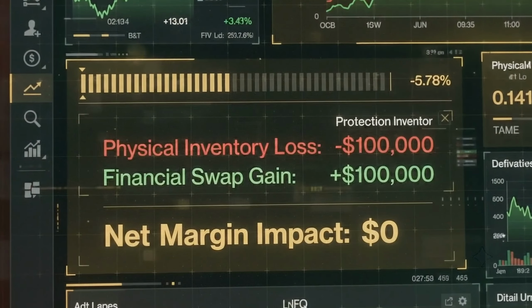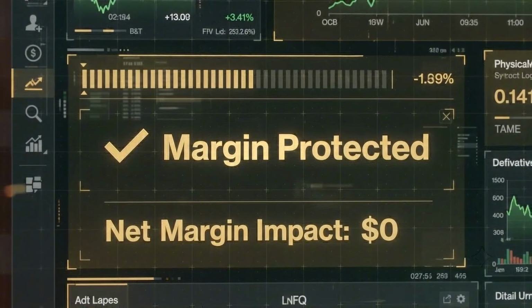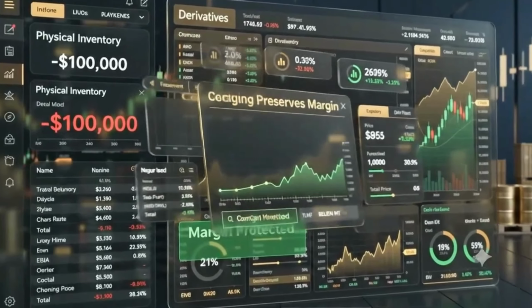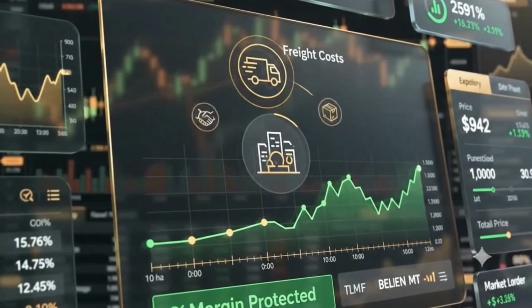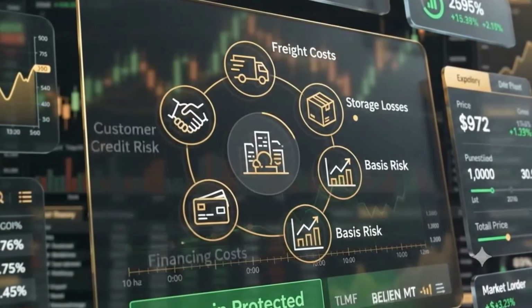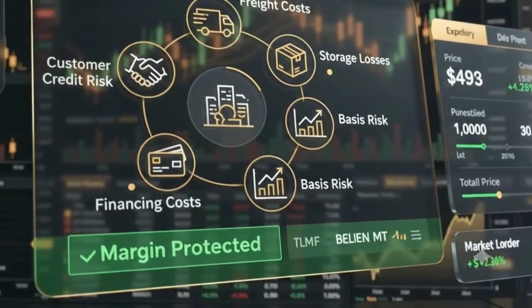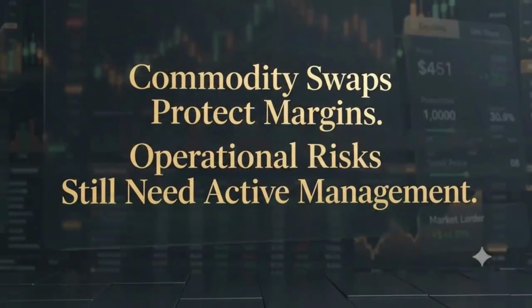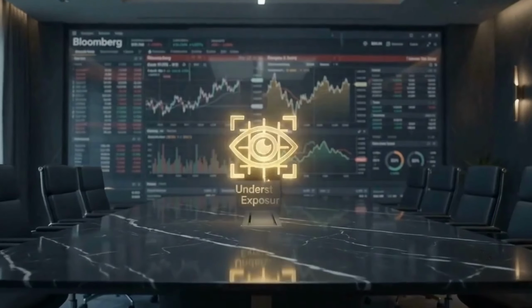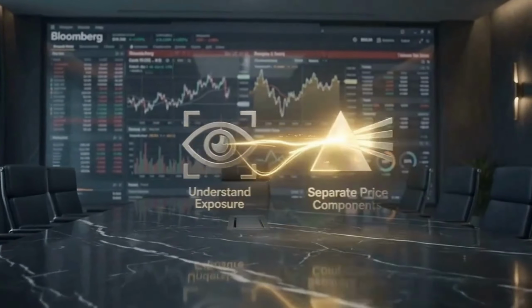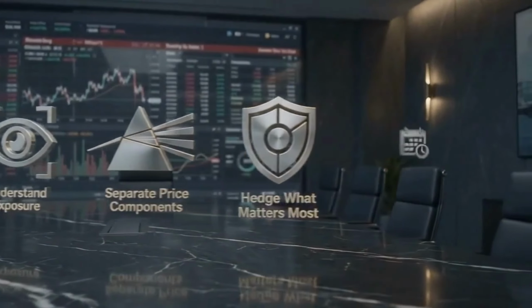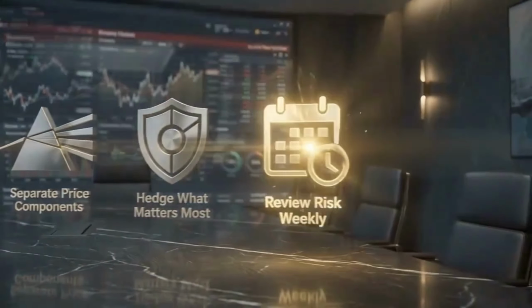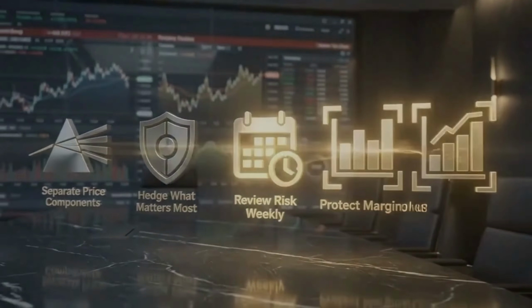Remember, hedging doesn't solve everything. It's a tool that helps preserve margin. Even after hedging, companies still need to continue managing operational risks such as basis changes, freight costs, storage losses, financing costs, and customer credit risk. Before we conclude, remember these 5 principles. Understand your exposure. Separate your price components. Hedge what matters most. Review your risk every week so you can protect margins, not predictions.